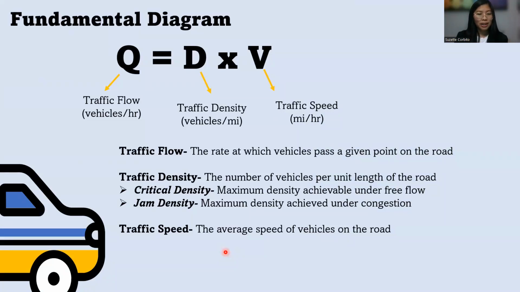The traffic flow is the rate at which vehicles pass a given point on the road. To simply put it, it is the number of vehicles passing through a reference point on the road per unit of time. And we have density, which is the number of vehicles per unit length of the road. We have two densities, the critical density and the jam density. These two densities will be discussed more on the next slide. And we have the traffic speed, which is the average speed of vehicles on the road.